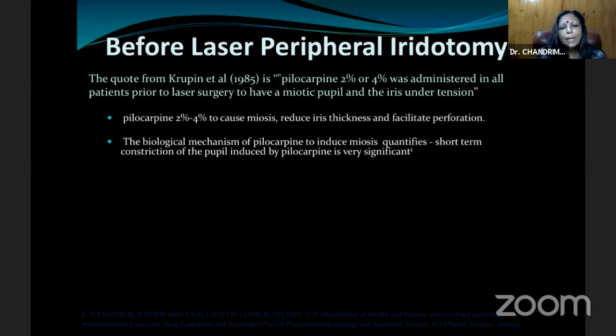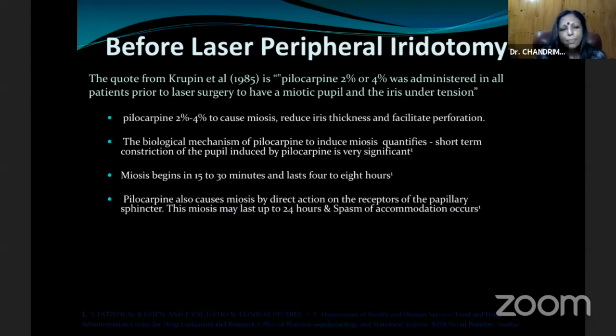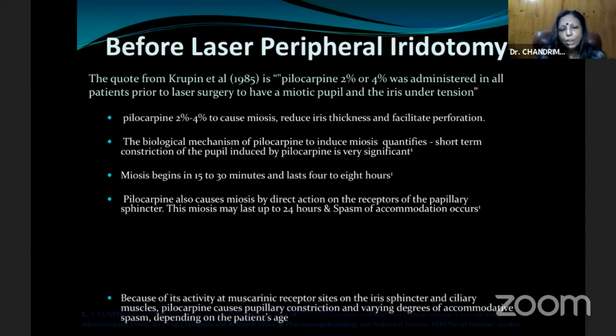The biological mechanism of pilocarpine to induce miosis quantifies short-term constriction of the pupil induced by pilocarpine, and it's very significant. Miosis begins in about 15 to 30 minutes and lasts for about 8 hours. Pilocarpine also causes miosis by direct action on the receptors of the pupillary sphincter, and this miosis may last even up to 24 hours and cause spasm of accommodation.